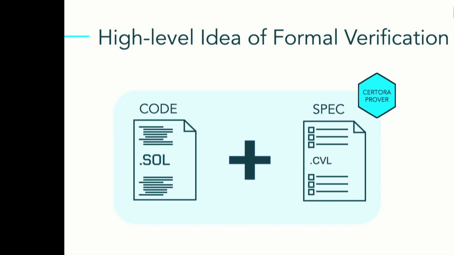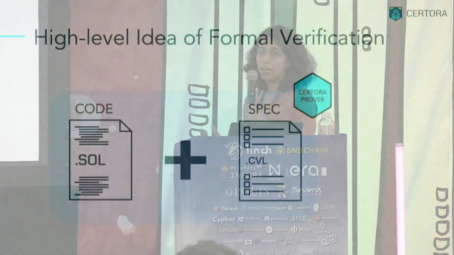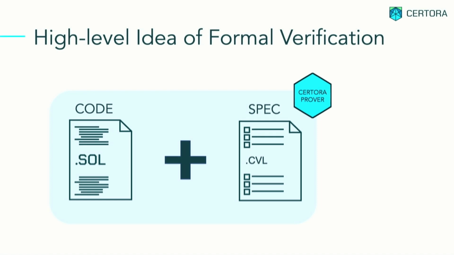How do these techniques work? So here I have a very, very high-level overview. And I'm just going to take the example of the Certora Prover itself, but a lot of the other techniques use something similar. So you have some code. So imagine that being some smart contract that you wrote in Solidity.